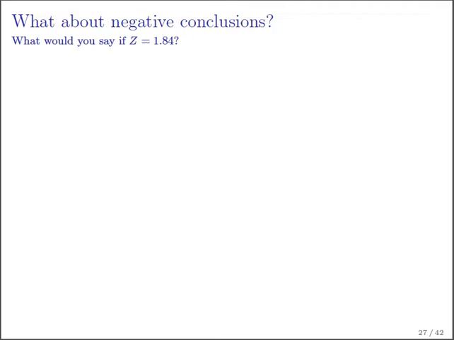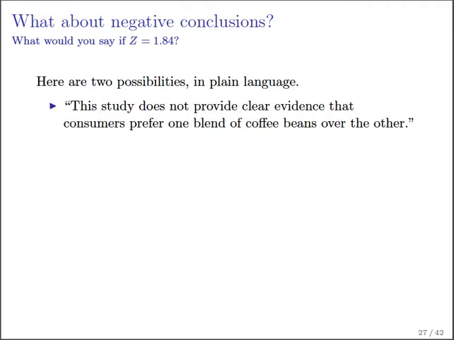Here's another thing that comes up. What about negative conclusions? What would we say if Z equals 1.84? Well, here are two possibilities in plain language. You could say, this study does not provide clear evidence that consumers prefer one blend of coffee beans over the other. It doesn't say that their preference was the same. It doesn't affirm the null hypothesis. This is Fisher's point of view: you haven't supported the null hypothesis when you've failed to reject it. You've just not rejected it.